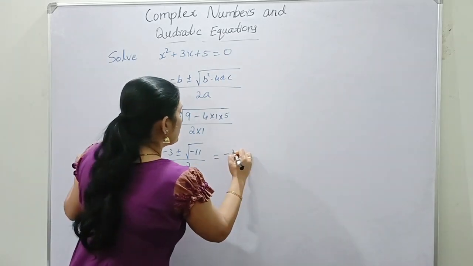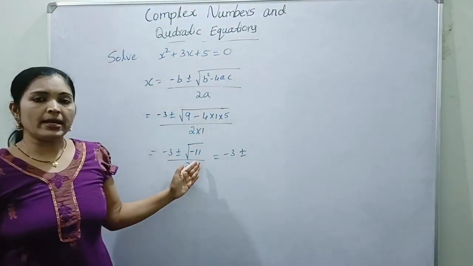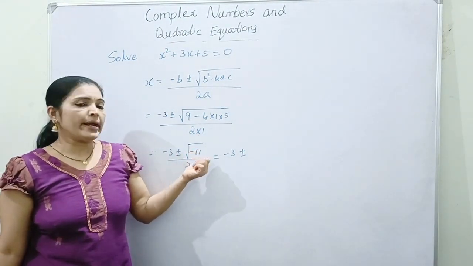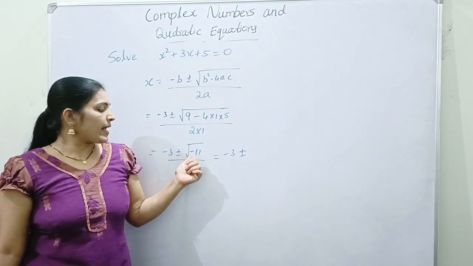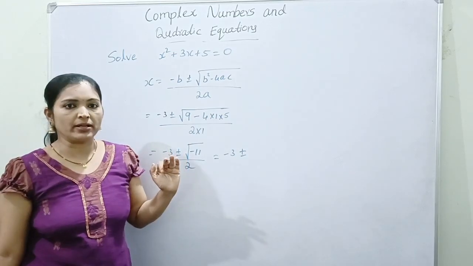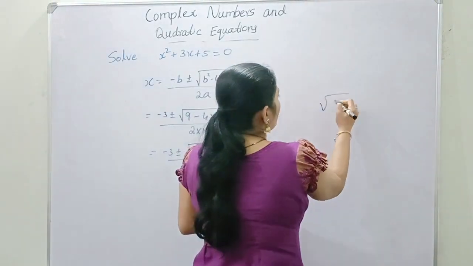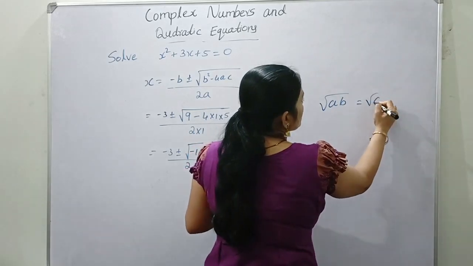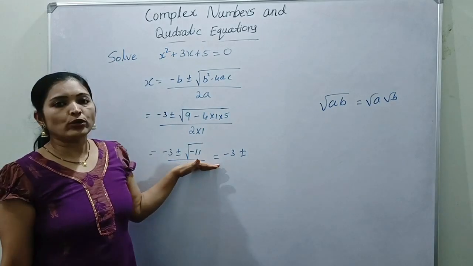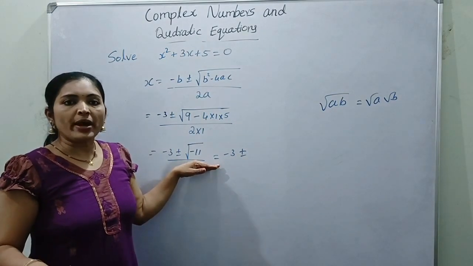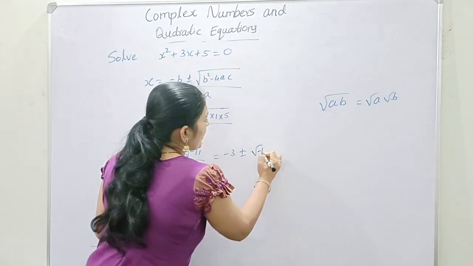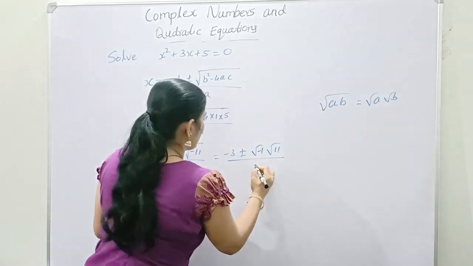That is equal to minus 3 plus or minus, see here you have got square root of minus 11. So it's a complex number. We can write square root of minus 11 as square root of minus 1 into square root of 11. Isn't it? Square root of a into b is nothing but square root of a into square root of b. Like that, here we can write square root of minus 11 as square root of minus 1 into square root of 11, divided by 2.